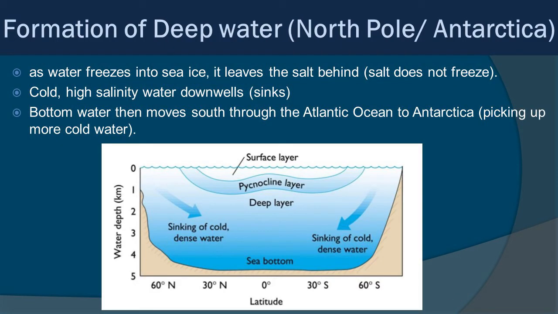So we're going to follow the formation of this deep water and its pathway throughout the world's oceans. Now, it starts as water freezes into sea ice. It leaves the salt behind. So the salt doesn't freeze. This cold, high-salinity water will downwell, or sink. Now, this happens generally in the North Atlantic, just around Greenland. And then it goes underneath the Atlantic Ocean and it snakes its way all the way to Antarctica, where another downwelling occurs and additional high-density water is added to the system.